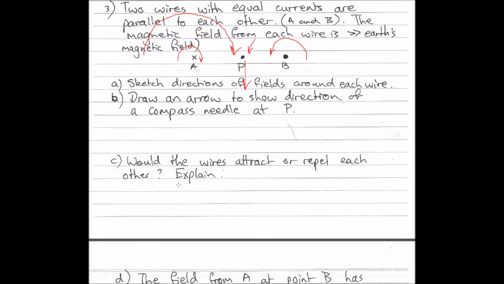Would the wires attract or repel each other? Explain. A lot of people got repel, which is correct, but they said because the field lines are going in opposite directions. That's not a good answer. What you need to be doing with this one is referring to the slap rule.